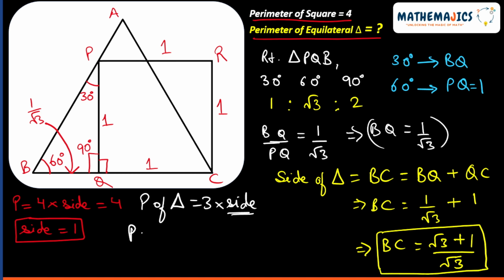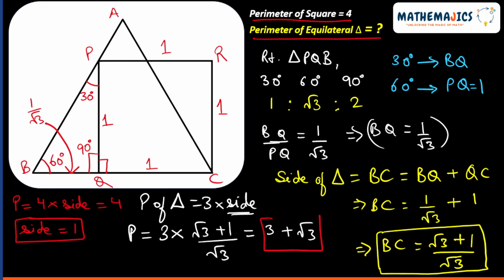What will be the perimeter of the equilateral triangle? The perimeter will be 3 times the side, which is root 3 plus 1 over root 3. If we simplify this, we will get 3 plus root 3. So our final answer: the perimeter of the equilateral triangle is 3 plus root 3. This will be our final answer.